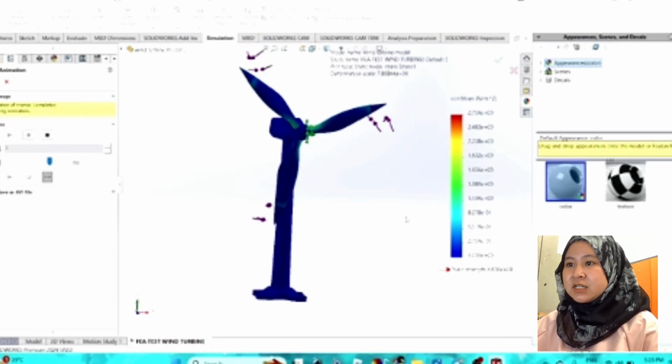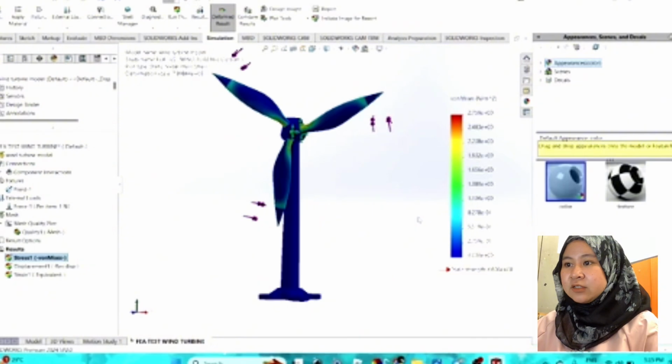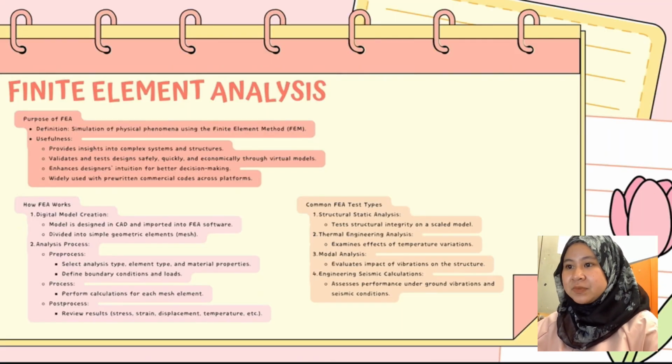So how does FEA work? First is digital model creation. The model is designed in CAD and imported into FEA software. It is divided into simple geometric elements. And the second is the analysis process, which is divided into 3 parts.